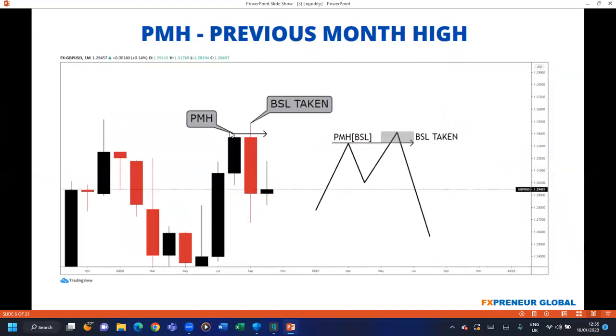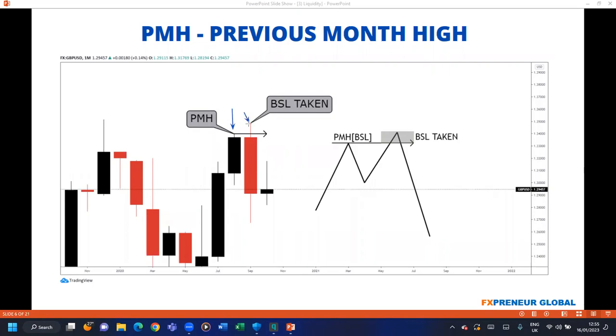Now, looking at this chart here, you have this particular month. This was the high for the month. Then the next month, the market opened. Then look at this. This high was taken out by this particular high. This high here took out this high.